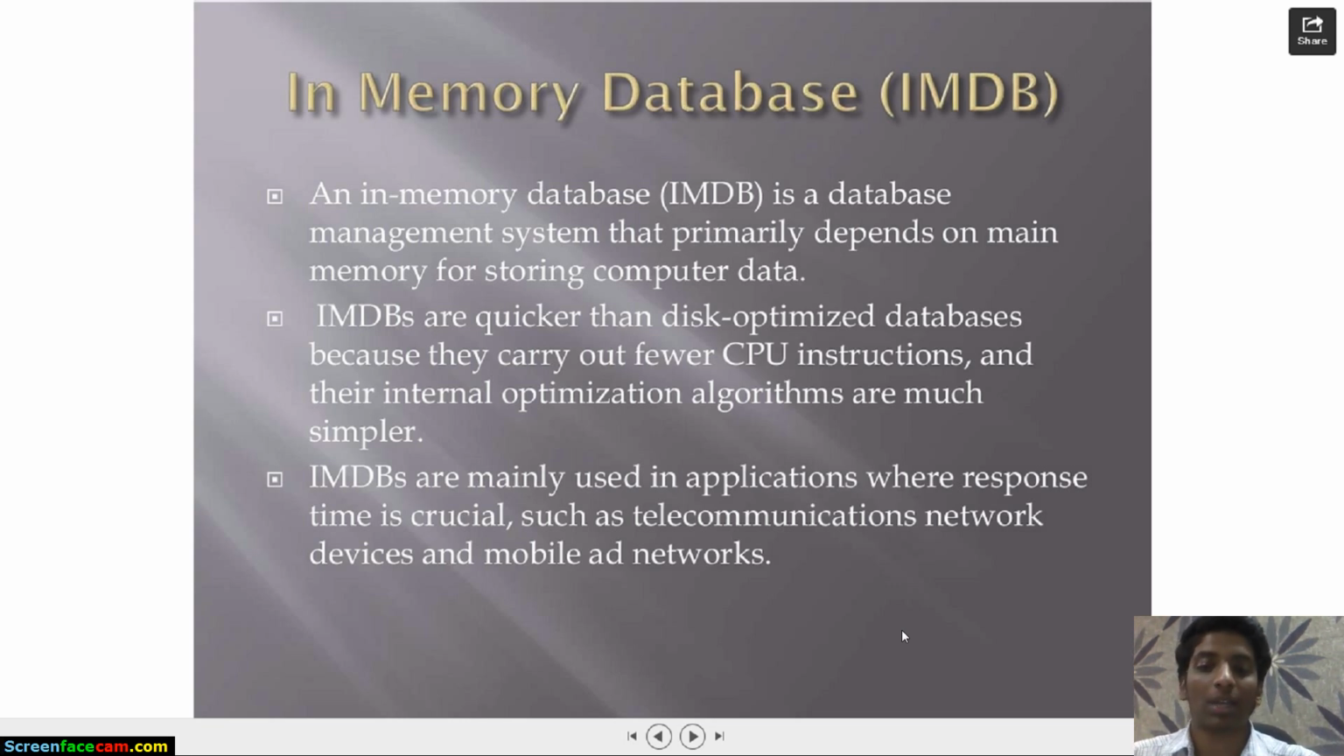So IMDBs are mainly used in applications where response time is crucial, such as telecommunication networks, devices and mobile and networks. This is obvious, and it is one of the main advantages of IMDBs, that is providing real-time data and real-time networks.